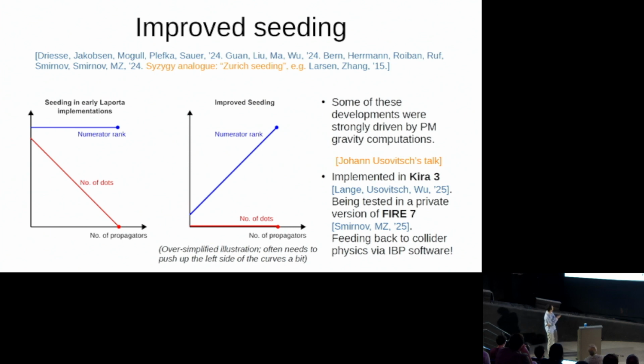In some early Laporta implementations, the numerator rank, so you need to read from right to left, you keep the numerator rank constant as you go to sectors with fewer propagators, and you raise the number of dots, or additional propagator powers, such that the number of total propagator powers is unchanged from the top level. But with the previous observations in mind, one possible strategy is allowing the numerator rank to decrease as you go down in the number of propagators, as more and more propagators get cancelled by numerators.